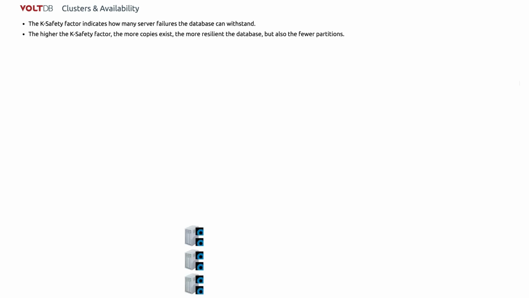When the K factor is set to 0, there will be only one copy of each partition, so the total number of partitions is equal to the total number of sites. And with no redundancy, the cluster can tolerate the loss of 0 servers.